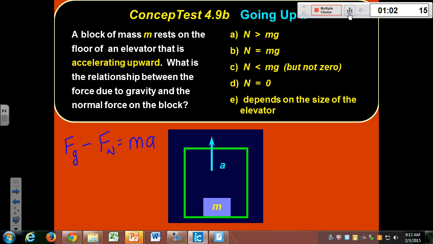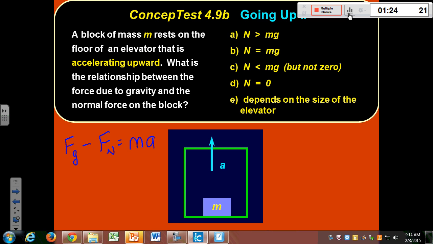Now, let me tell you right now, y'all are split sort of between A and C. So ask your neighbor what they put. They're pretty evenly split. Either A or C is the right answer.